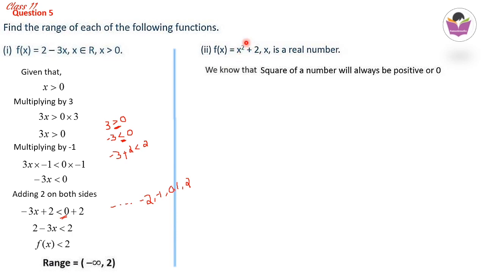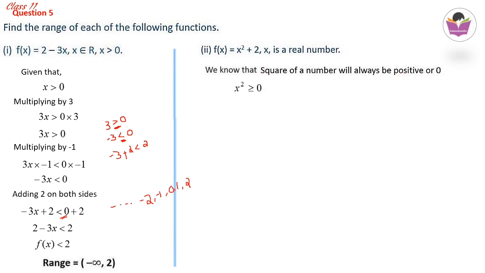We know that the square term is always positive or 0. Negative number will never come because minus 1 square is plus 1, minus 3 square is 9. So when a square term is there, always a positive number will be coming. Plus 2, we are adding again a positive number with another positive number, so it will be always a positive number or 0. That is what from the statement we can understand.